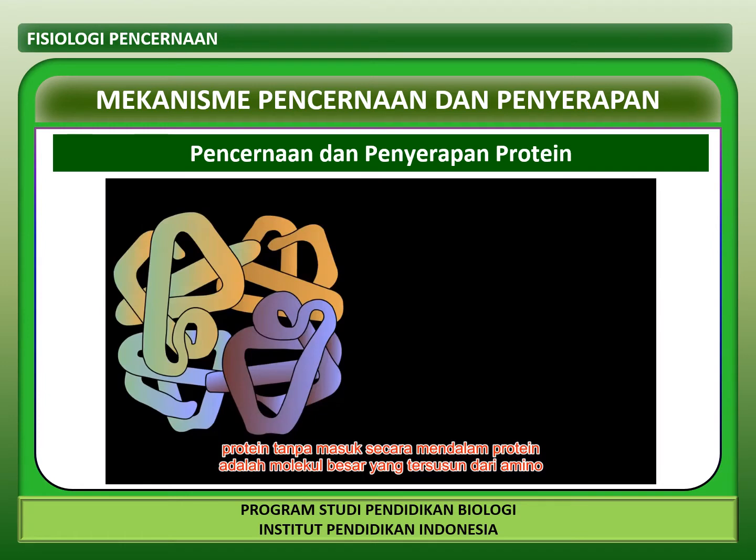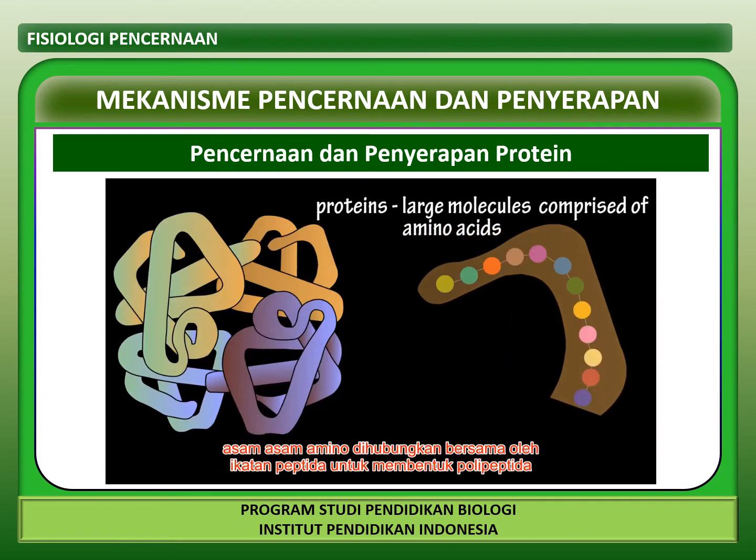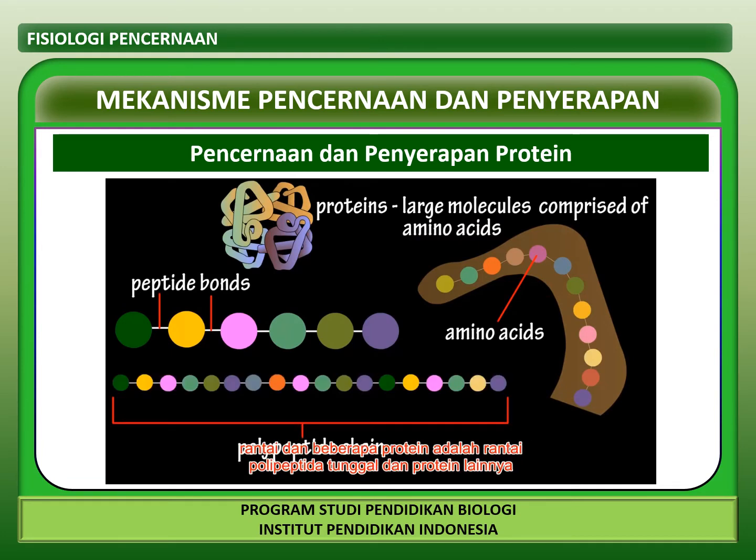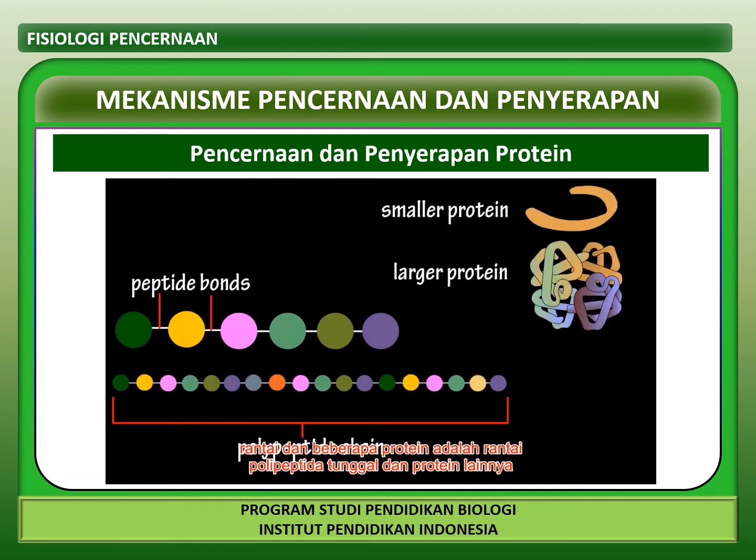Without going in depth, proteins are large molecules made up of amino acids. Amino acids are linked together by peptide bonds to form a polypeptide chain. Some proteins are single polypeptide chains, and other proteins can have folds and many polypeptide chains linked together.